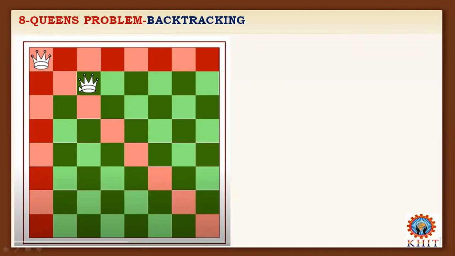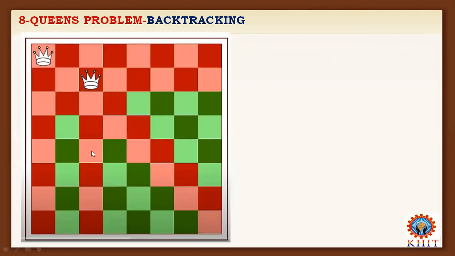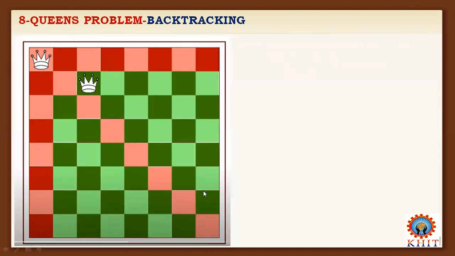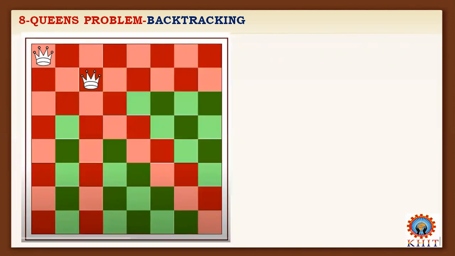If I have placed this queen, once again, the same row, same column, and same diagonal will be highlighted in red color. Observe clearly. Yes, the same row, same column, and diagonals are highlighted with red color. Observe clearly.